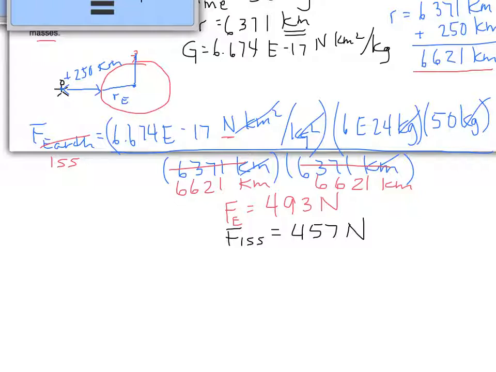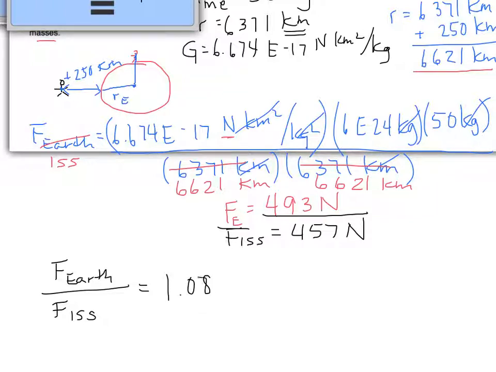So let's find the ratio between those two values. We're going to just divide 493 by 457. And our ratio, FE, the force on the Earth, to the force by the International Space Station: the force on the Earth is 1.08 times stronger than the force of attraction if you're floating out there next to the International Space Station. Because the Earth is on top, that tells us that the force of attraction with the Earth is greater than the force of attraction at the International Space Station.